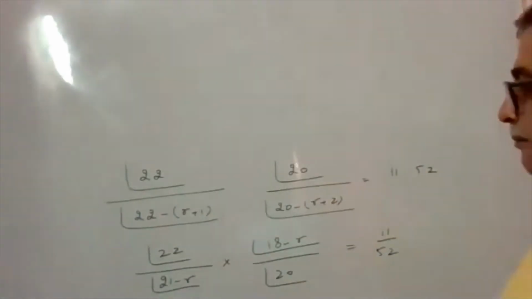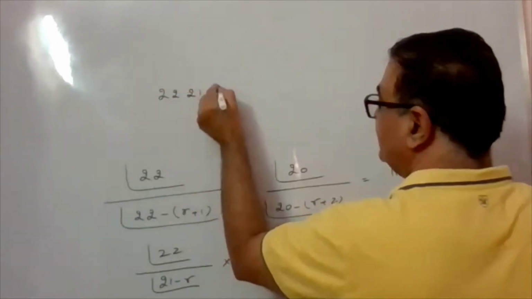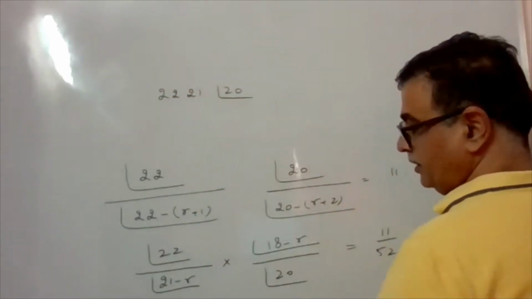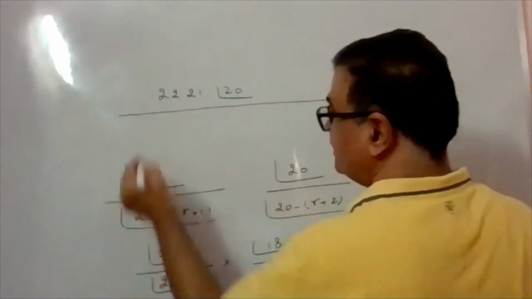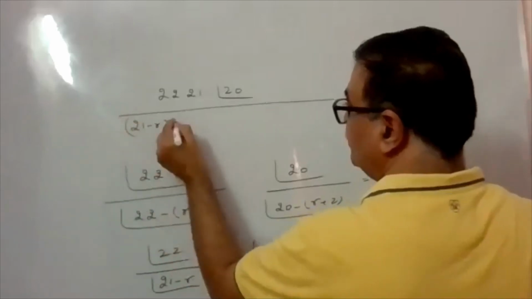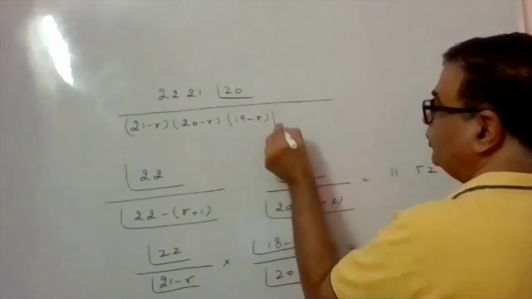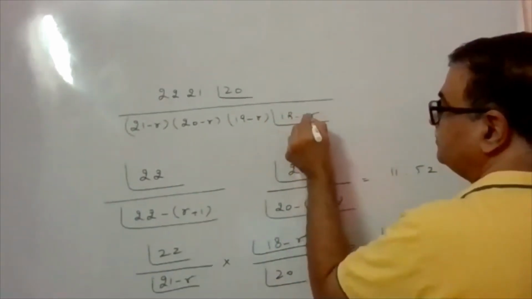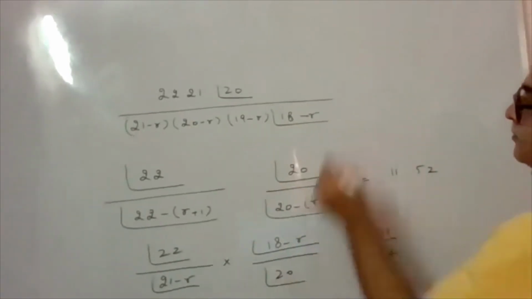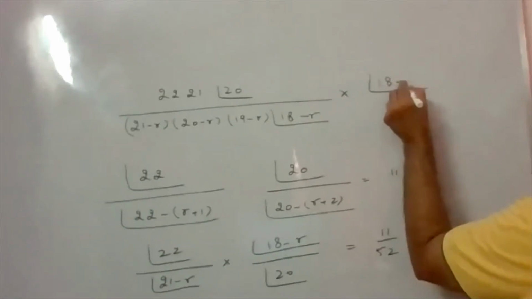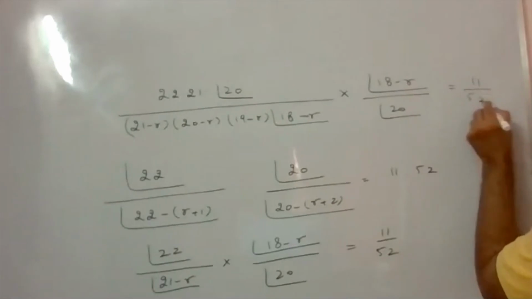22 and 20 will be compared. So this is greater, this is smaller. So I'll write 22 into 21 into factorial 20. This is 21 minus R, it is 18 minus R. So we should open this: 21 minus R, 20 minus R, 19 minus R, and then factorial 18 minus R. Then left is factorial 18 minus R by factorial 20, and this is coming 11 by 52.